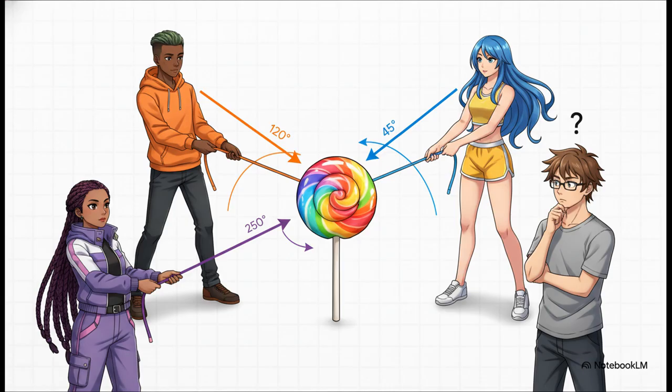Okay, so here's the setup. You've got Lonnie pulling with 8 pounds of force. Connie's pulling with 10, and Cynthia is really going for it with 12 pounds. And look at those angles. They're all yanking in these completely different directions. So the big question is, what does Terry have to do to create a perfect stalemate so the candy doesn't move an inch?